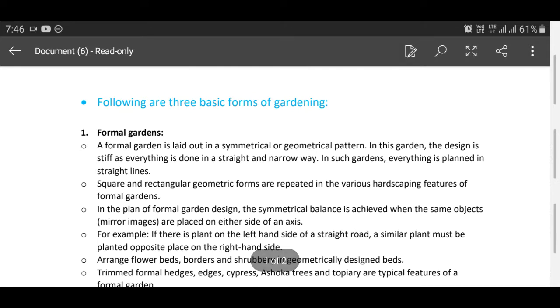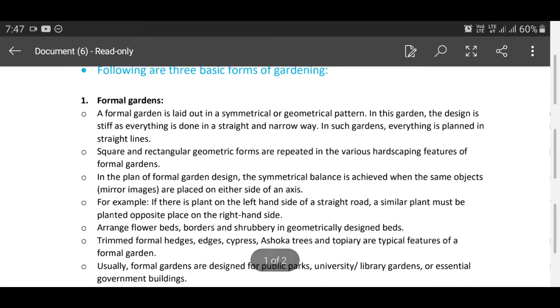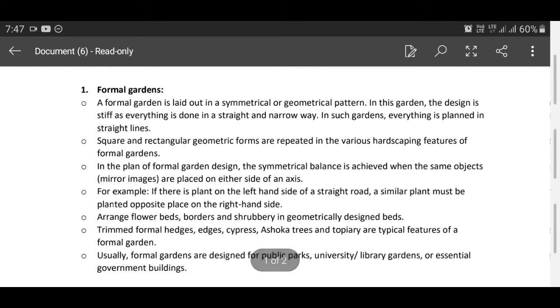First one is formal gardens. A formal garden is laid out in a symmetrical or geometrical pattern. In this garden, the design is steep as everything is done in a straight and narrow way. In such gardens, everything is planned in straight lines. Second one, square and rectangular geometric forms are prepared in the various hardscaping features of formal gardens.